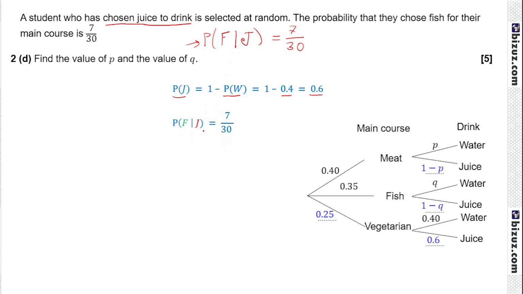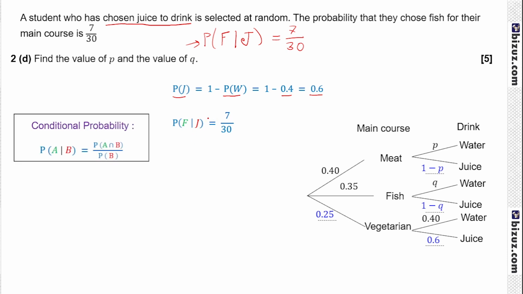Now, back to our conditional probability. So the probability of F given J is equal to 7 by 30. The formula for conditional probability is, if you have the probability of A given B, this is going to be the probability of both happening at the same time, so the probability of A intersection B, divided by the probability of the given event happening, so the probability of B here. If we apply the formula in the same pattern here, it's the probability of both F and J happening at the same time, F intersection J, divided by the probability of the given event, J, happening. So this is going to be equal to 7 over 30.